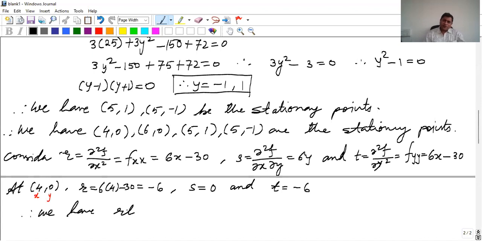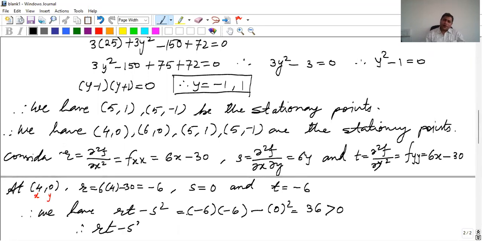Now we have RT minus S square. So it is minus 6 times minus 6, minus 0 square. So is it 36? Yes, sir. Is it positive, negative, or 0? Positive, yes. So RT minus S square is equal to 36, greater than 0.